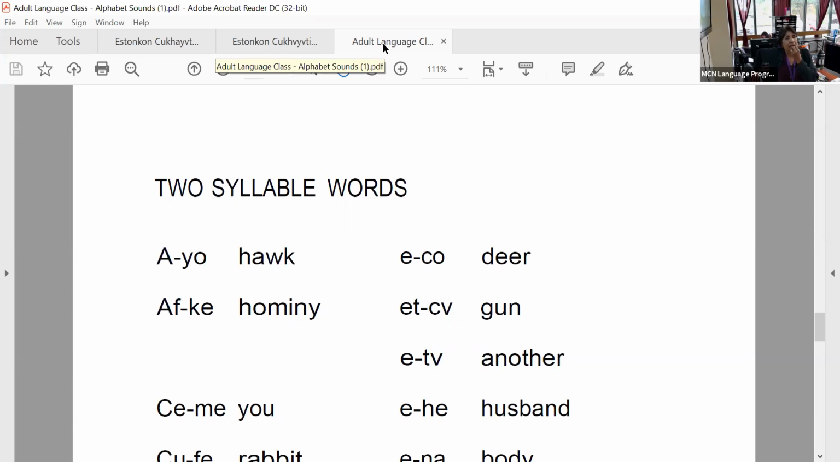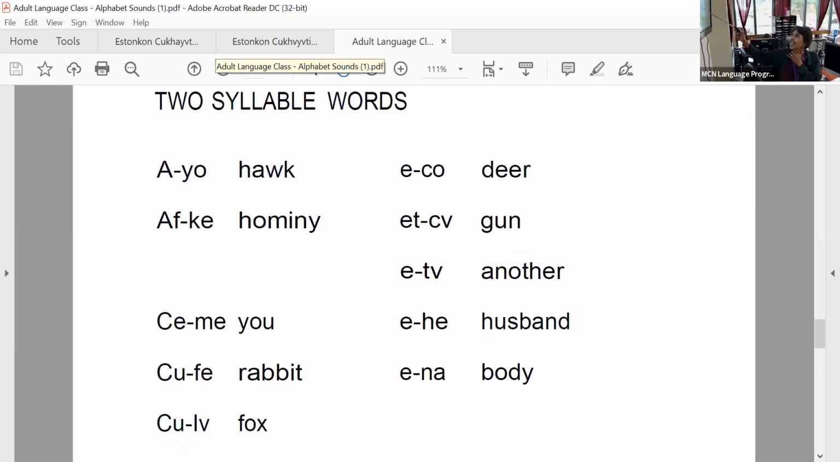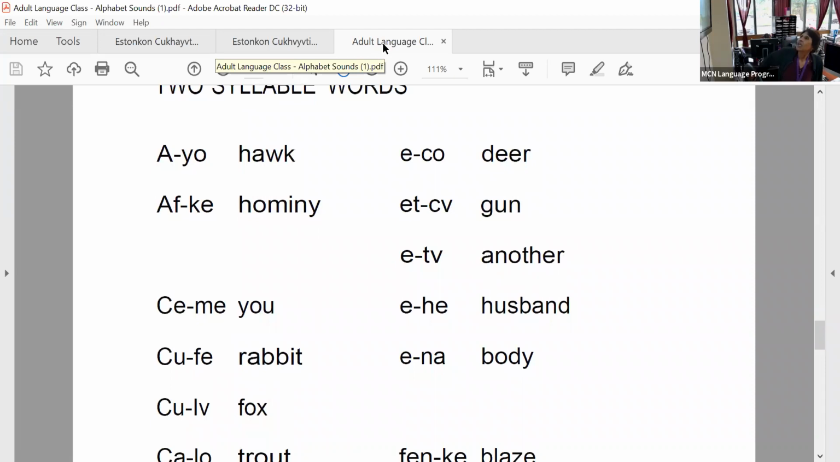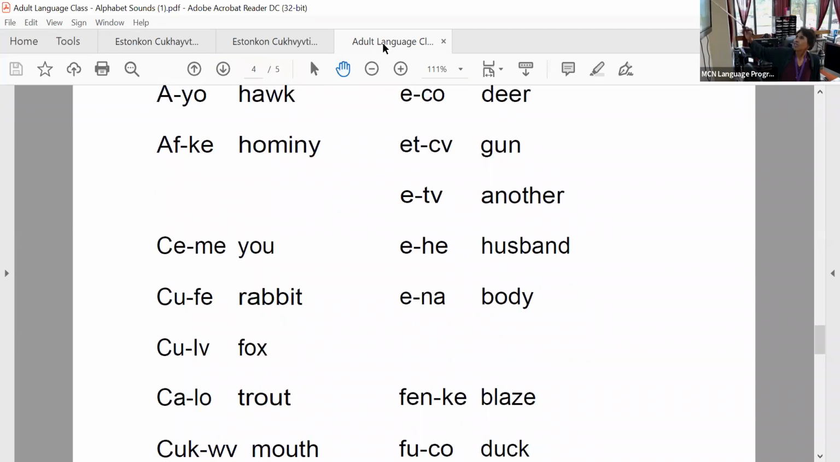And that's why I say that the Muskogee language is real prominent in the mouth. Pay attention to where your mouth is, your tongue is, your lips. It's real prominent. Itja is a gun. Ida is another. Ihi is a husband. Ina. See, there's a single sound, E, and then we went to that ni, and that was na. Ina is a body.